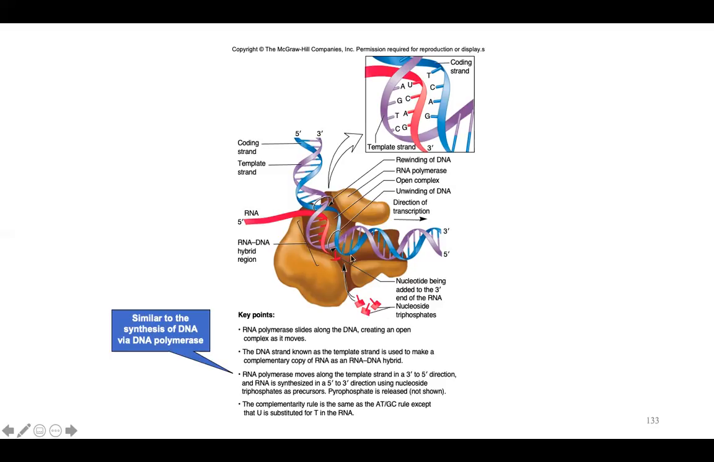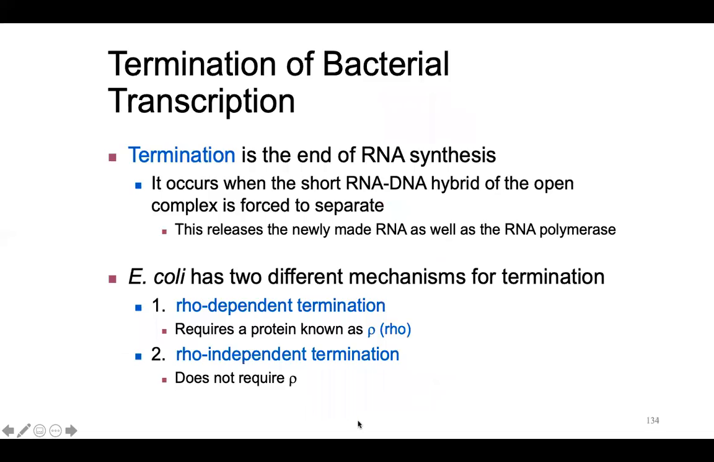RNA polymerase is responsible for the unwinding of the DNA. Unlike in DNA replication, where you need a separate enzyme, a separate protein called helicase, here you don't have any helicase. It's actually the RNA polymerase that acts like a helicase and at the same time a polymerase. RNA polymerase moves along the template strand in a 3' to 5' direction, and RNA is synthesized in the 5' to 3' direction using nucleoside triphosphates as precursors, and pyrophosphate is released. This process is very similar to the synthesis of DNA via DNA polymerase. The complementary rule is the same as the ATGC rule, except U is substituted for T in the RNA.